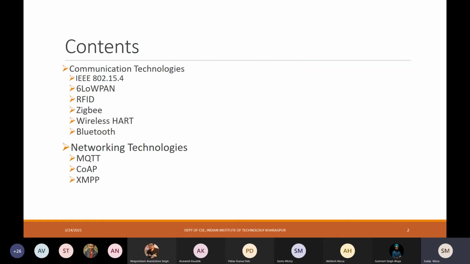So let us try to understand some of the networking and communication technologies that are typically used in IoT systems. As I told you earlier, I'm not going to teach you IoT over here because that is not the purpose, but I just wanted to touch upon some of the important communication protocols for this integration of IoT with cloud computing.